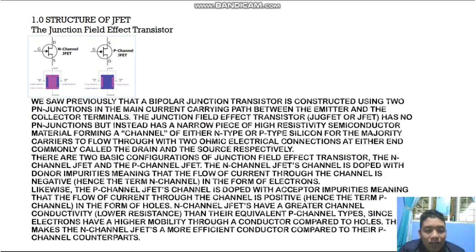There are two basic configurations of junction field effect transistor: the N-channel JFET and the P-channel JFET. The N-channel JFET channel is doped with donor impurities, meaning that the flow of current through the channel is negative, hence the term N-channel, in the form of electrons. Likewise, the P-channel JFET channel is doped with acceptor impurities, meaning that the flow of current through the channel is positive, hence the term P-channel, in the form of holes.